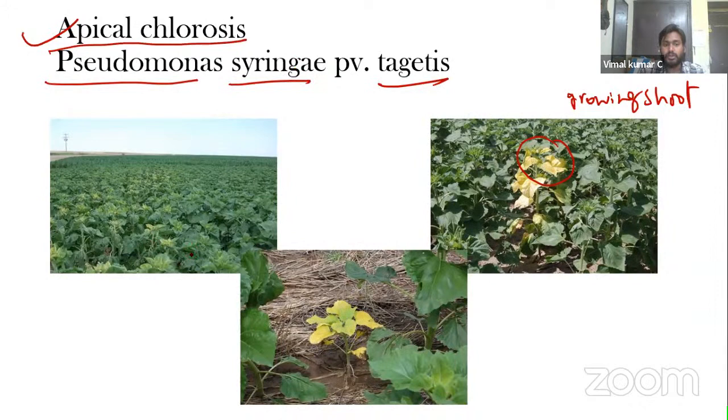Here you can see the infected field. Only the topmost leaves are yellow, and the rest of the plant is very green. If it occurs at a very early stage, the entire plant will become stunted and yellowing will be there for the entire plant. But when it occurs at a later stage of the crop, the yellowing will be restricted to the apical portion of the plant and the rest of the plant will be green. So this is how apical chlorosis can infect.